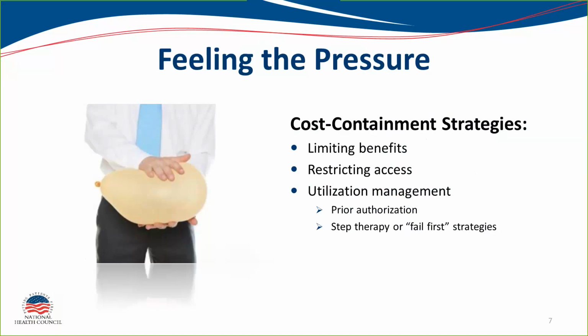Some of them may be limiting the benefits, where the insurer only covers a set of drugs on a formulary. Maybe they restrict access. There may also be utilization management tools. You may be familiar with prior authorization, or pre-approval, and step therapy strategies, where we want the patient to fail a therapy first before we give them maybe the newer, more expensive medication. We're seeing these strategies employed quite often across multiple payers, and I think that's probably what most people are experiencing.